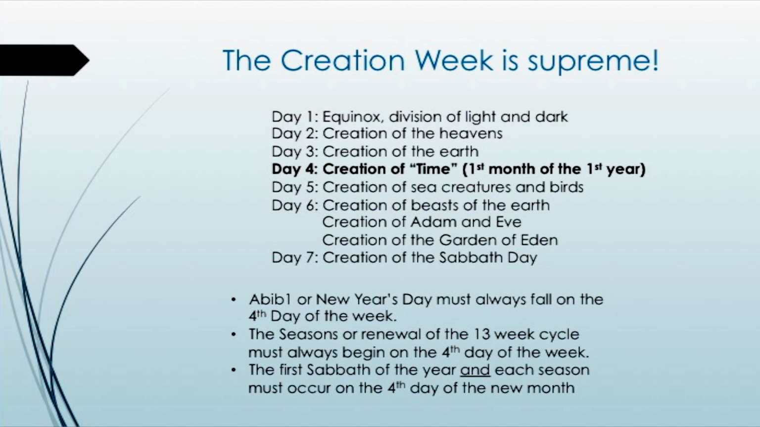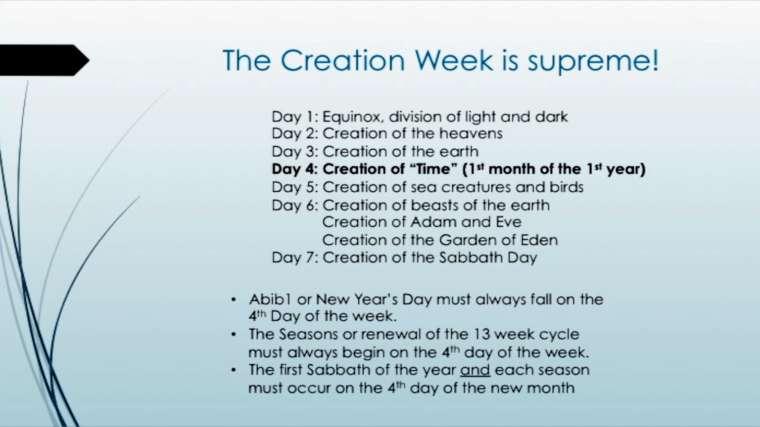How is time calculated? Through the use of the sun, the moon, and the stars. So until we had the sun, the moon, and the stars placed in the heavens on the fourth day, time just didn't exist, not as we know it today. So day four is the beginning of time. It was the start of the first year, the first calendar in the Torah.